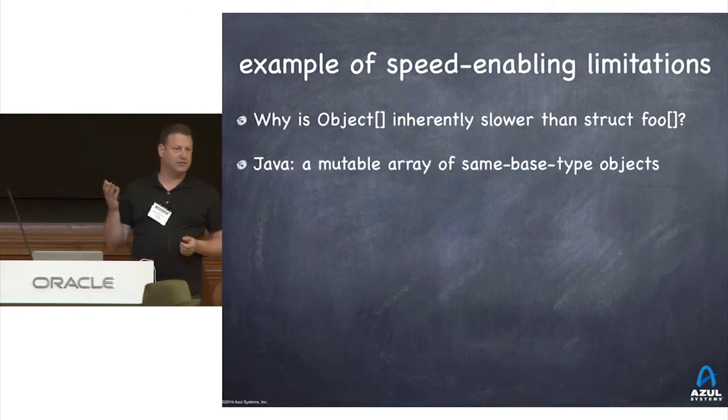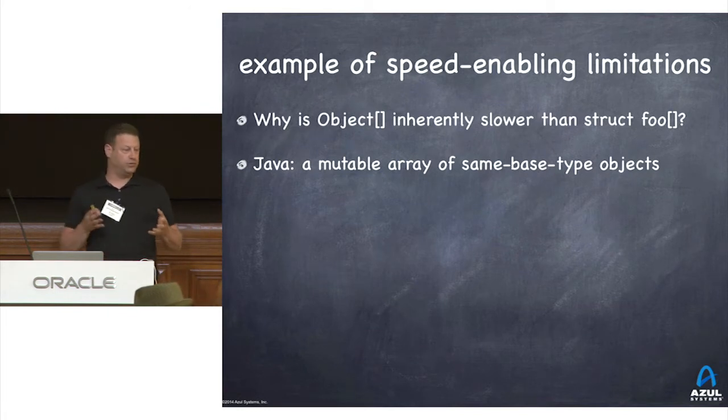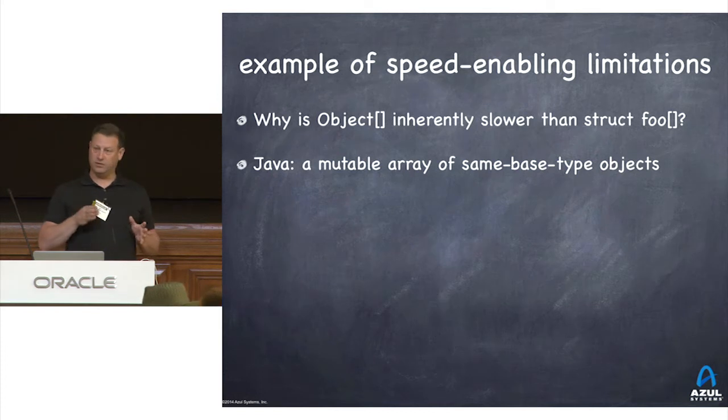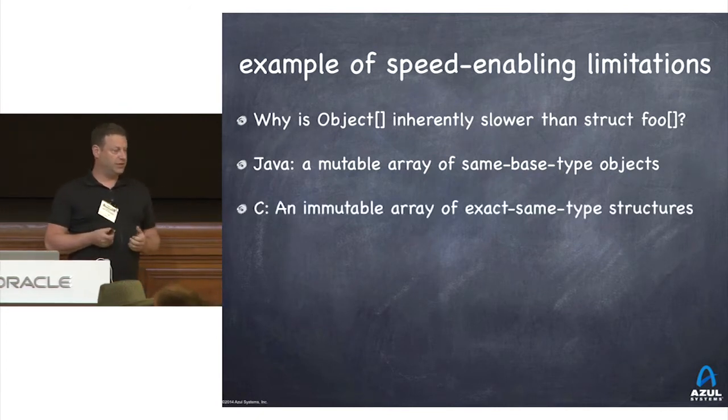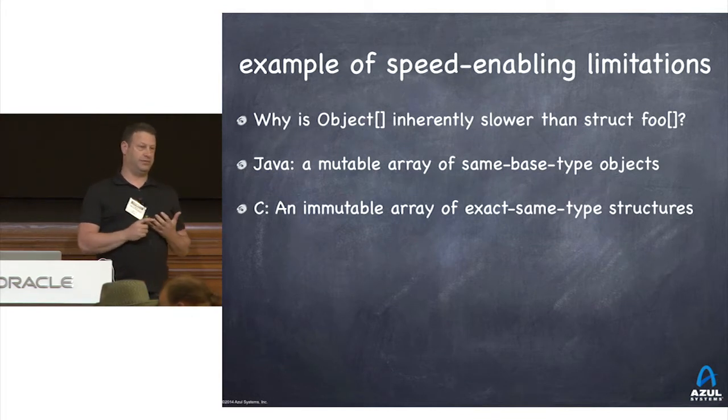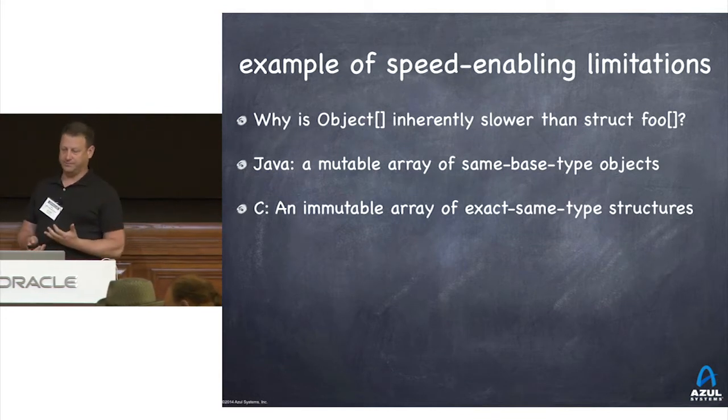In Java, an array is a mutable array of same base type objects. You can replace elements, and you can have elements of different sizes in an array. That's basically the semantics of what an object array is. In C, we have an immutable array of exactly the same type, and that's what an array of structs is.